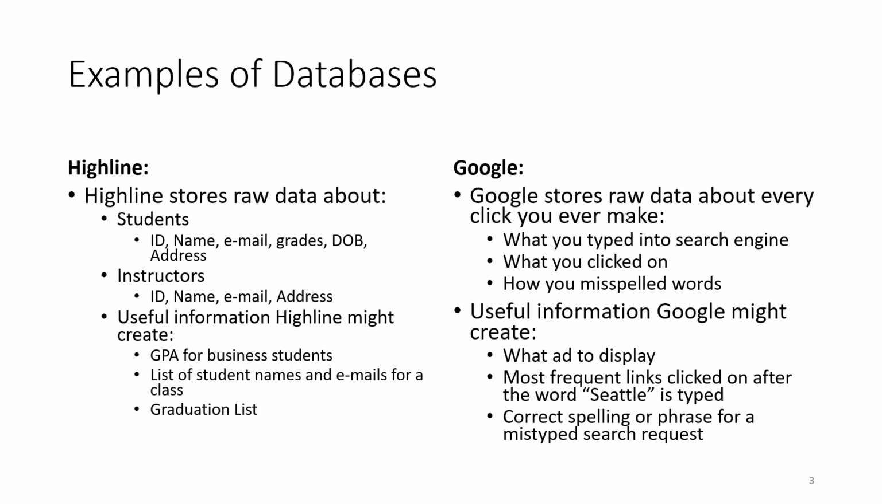From that data that you type in the search engine, they'll be able to determine what ad to display to you. They will also be able to determine your frequent links. Anytime you type a certain word, say for example, if you're used to typing Seattle, then anytime you type the word, Google will provide to you the frequent links that you have been typing or visiting. And it will also correct the spelling or phrase for mistyped search requests.